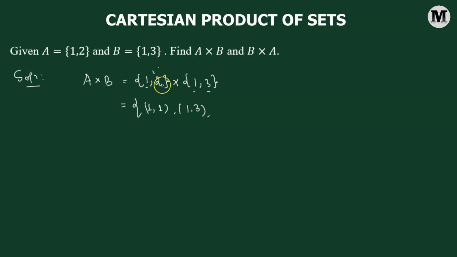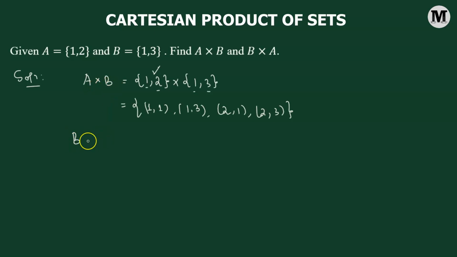Next, we are going to pick up the second element of set A, which is 2 here, and form an ordered pair with each of the two elements of set B. So that gives us (2, 1) and (2, 3). Okay, so this is going to be the Cartesian product of the set A and B.